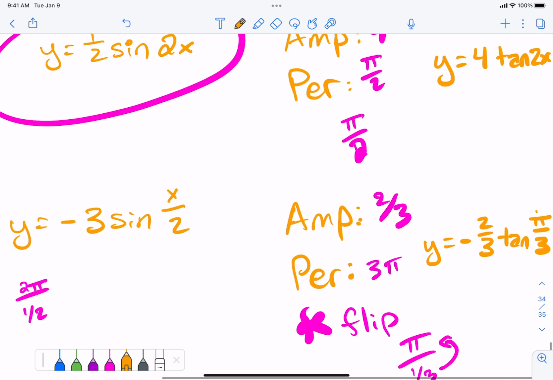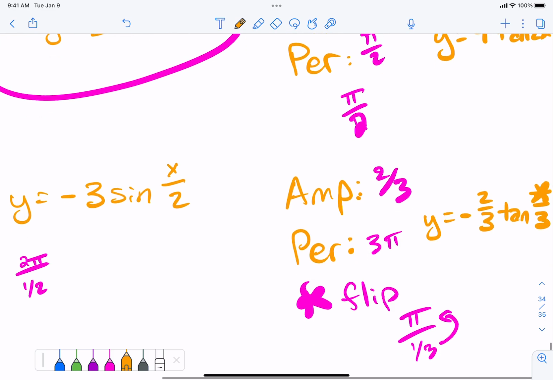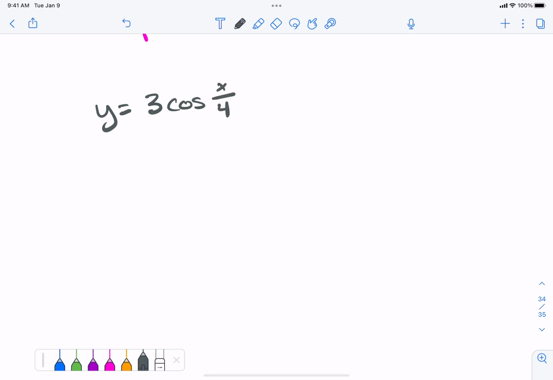Oh, this should be an X, not a pi. Okay, now what are we doing? All right, wait, next. Graph this one. Y equals, let's do 3 cosine of x over 4. And then let's do negative. Let's do negative 3 cosine x over 4.